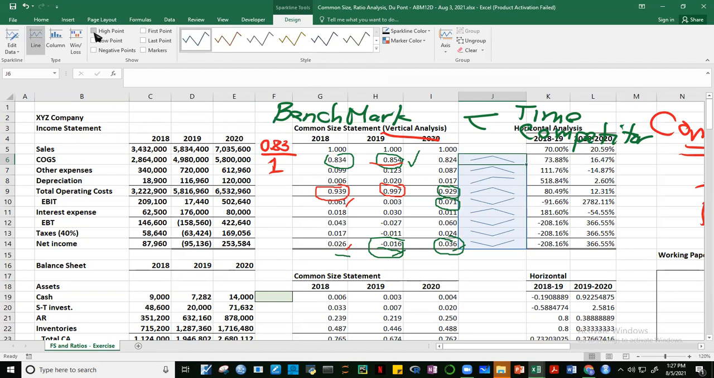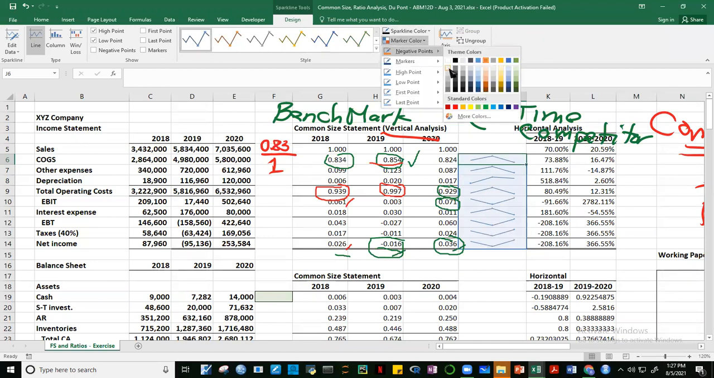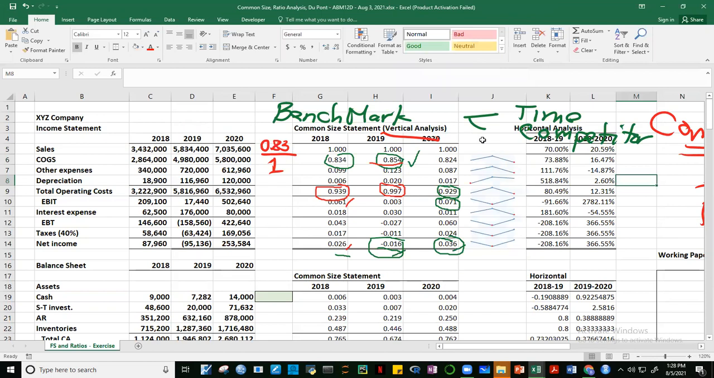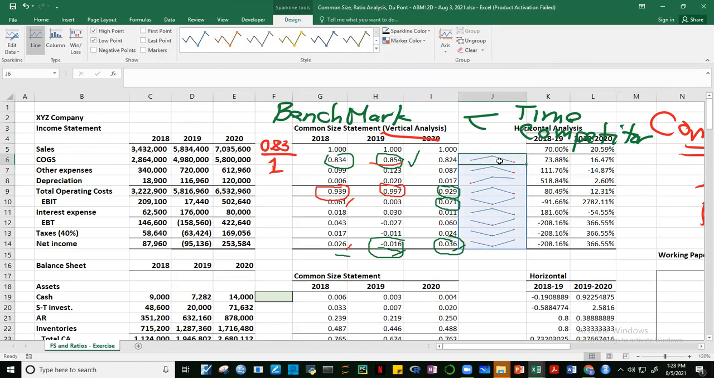And then we can insert here the highest point and the lowest point. Pwede natin ibahin yung marker color. Yung low point, gawin natin pula. Okay. So we have here, guys, tingnan nyo to ha. Ano ibig sabihin nito? So yung cost ratio natin, 0.83, tapos 0.85, tapos 0.82. Yung may marker doon, yung dot dito, sa 2019, ibig sabihin, yan ang pinaka-highest sa 3 years natin. Itong red na to, ito yung pinaka-lowest.